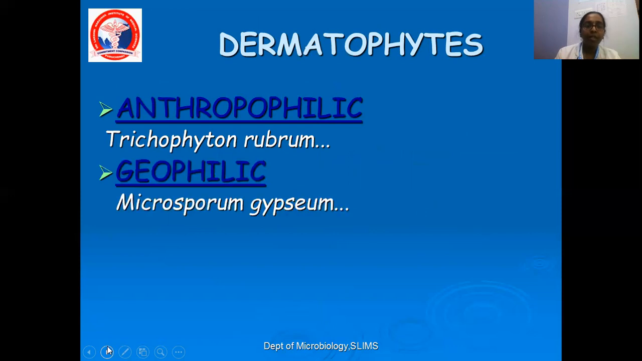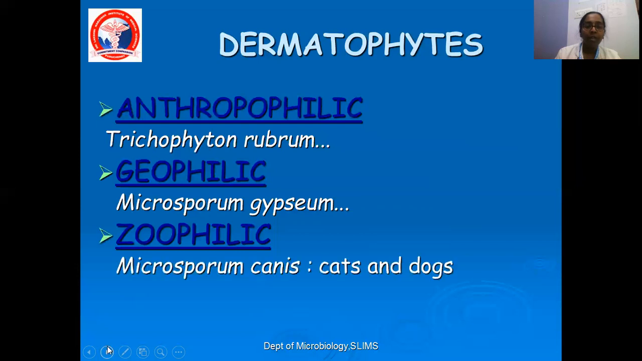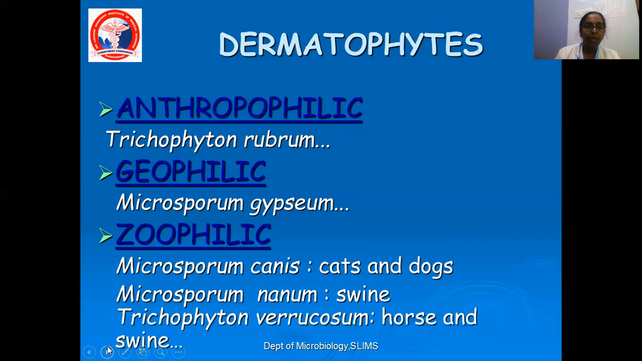Geophilic, that is present in the soil, Microsporum gypseum. Then zoophilic, which usually infects animals, that is Microsporum canis, cats and dogs, and Microsporum nanum, that is swine, Trichophyton verrucosum, which infects horse and cattle.